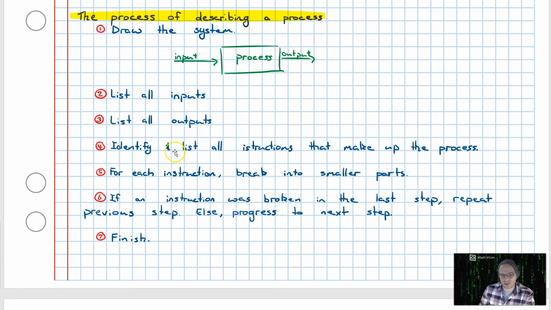Rather, what we're going to do in the subsequent steps, so 5 and 6, is we're going to start making all of the instructions atomic. So, step 5, for each instruction, break into smaller parts. If an instruction was broken in the last step, repeat the previous step, else progress to the next step. So what you're going to find is that when you get to step 6, you go back to step 5, you look at every instruction and you try and break it down into smaller parts until you finally reach the point in which it's atomic. At which point, when every single instruction is at an atomic level, you finish.